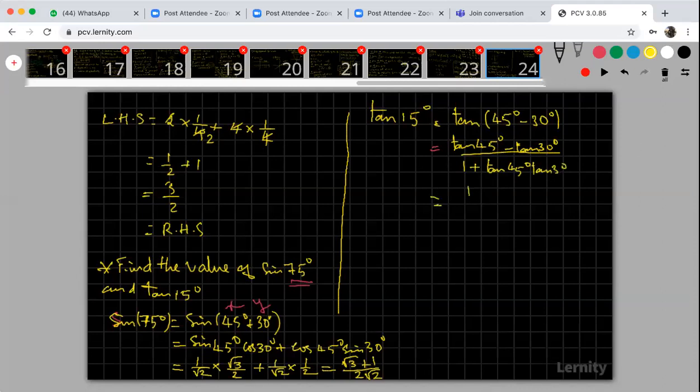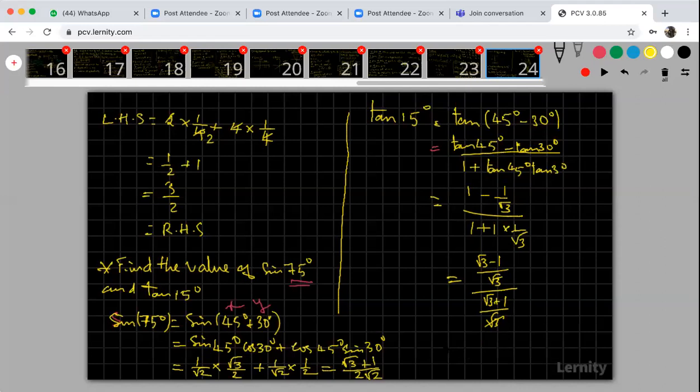Okay, tan 45 is 1, tan 30 is 1 by root 3, so 1 plus 1 into 1 by root 3. Therefore this is root 3 minus 1 divided by root 3, here root 3 plus 1 divided by root 3. This root 3 and this root 3 we can cancel. So therefore I will get root 3 minus 1 divided by root 3 plus 1.